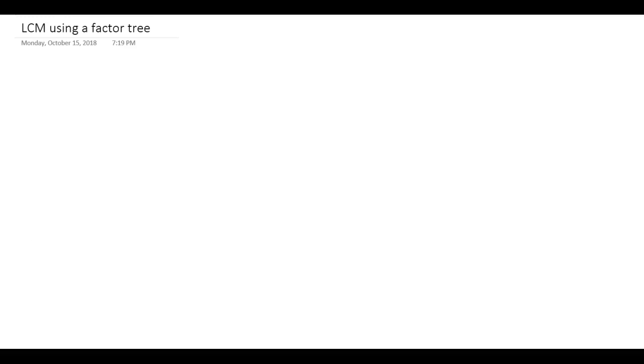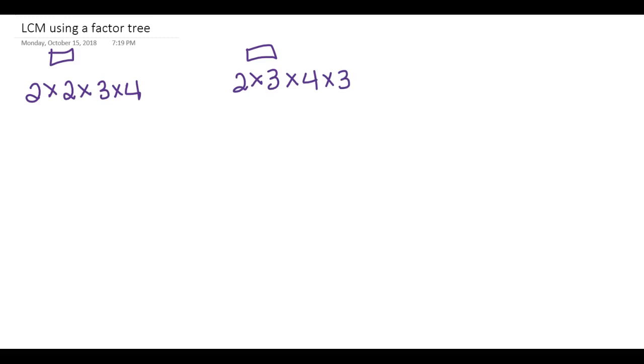Okay, so let's talk about LCM, lowest common multiple. We don't really want to list them all, so let me just break something down. Let me say that we have one of them is 2 times 2 times 3 times 4, and this is whatever number, and we factored it down to that. And then my other one is going to be 2 times 3 times 4 times 3. Okay, and this is my other one.